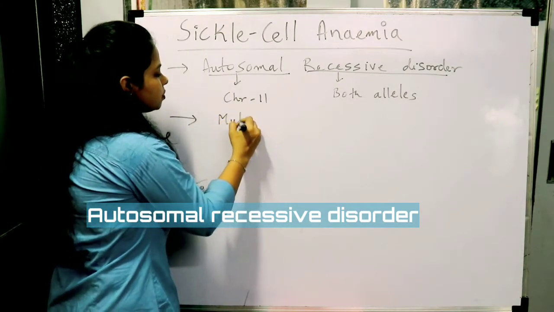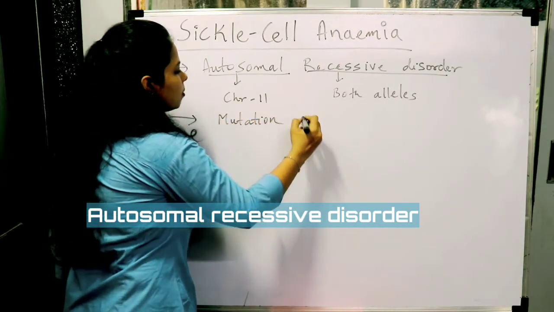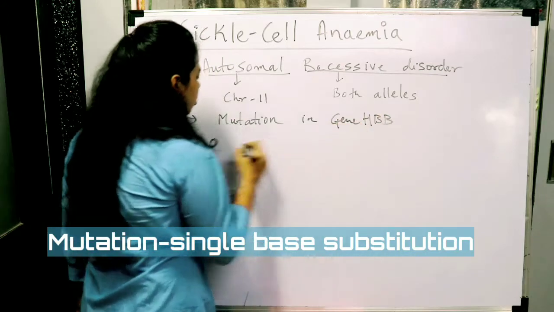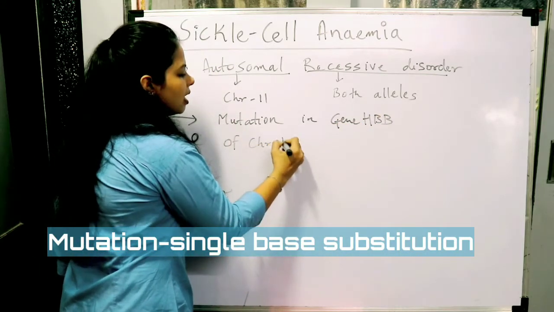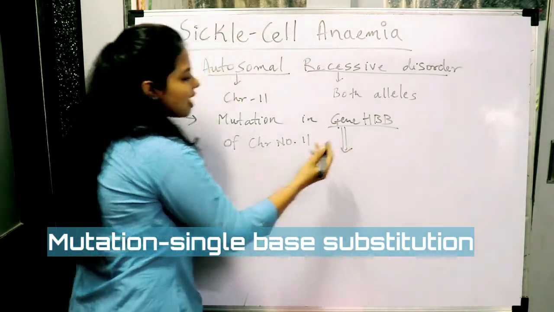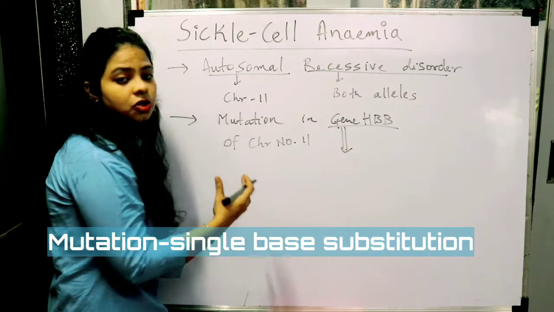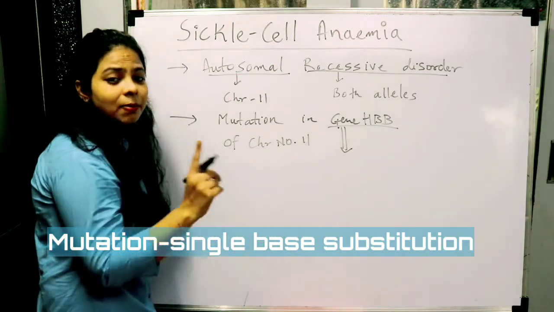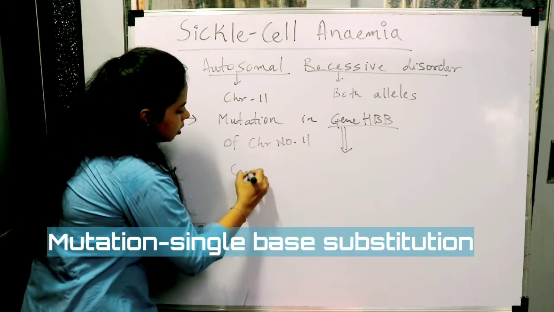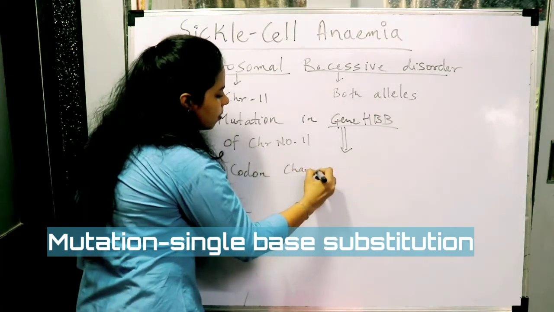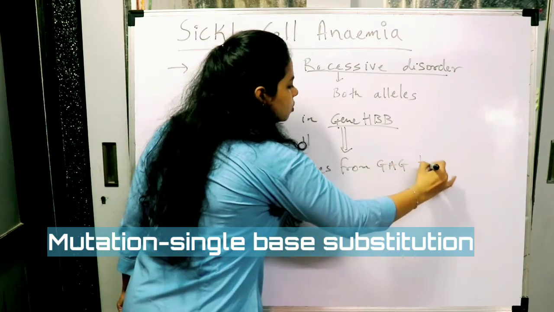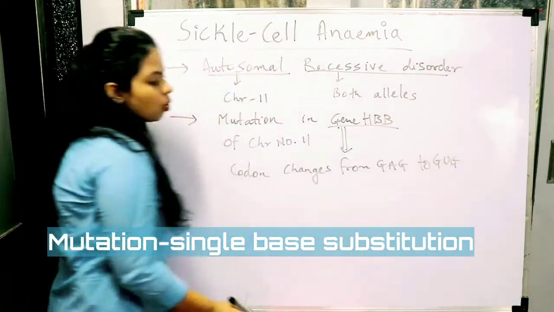Next, what exactly is sickle cell anemia? A mutation in the gene HBB of chromosome number 11 causes it. Now what exactly happens here? A substitution mutation occurs, that is, one base is substituted, and therefore the codon changes from GAG to GUG.